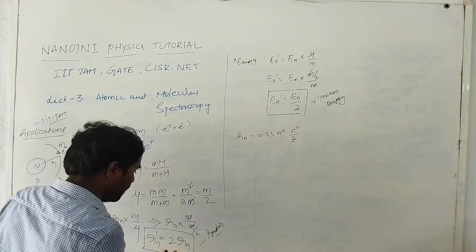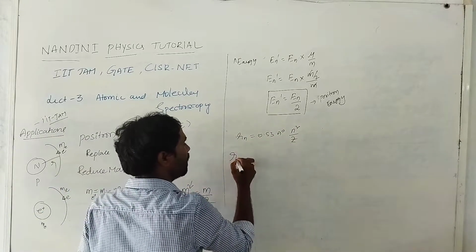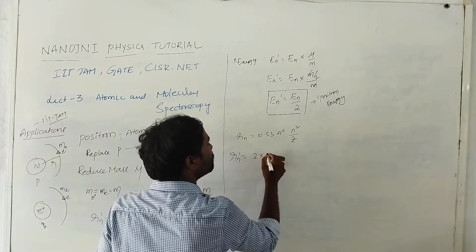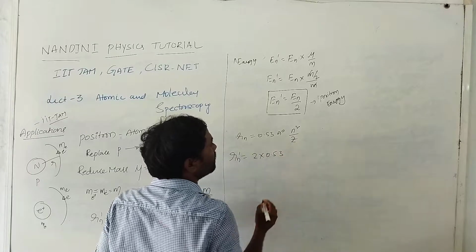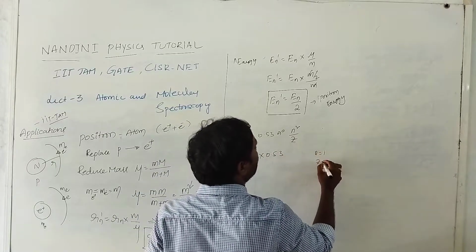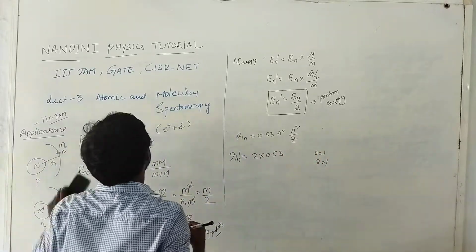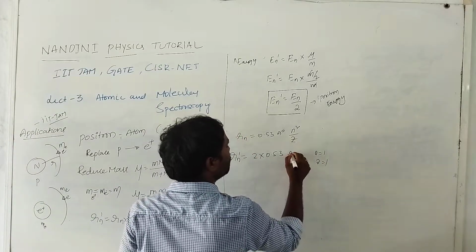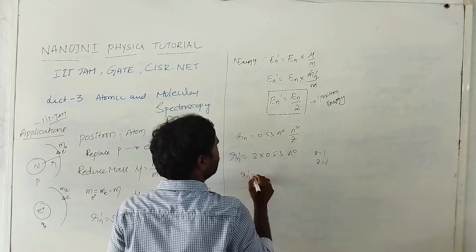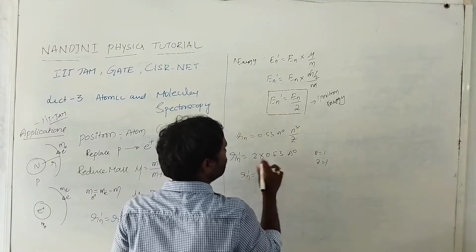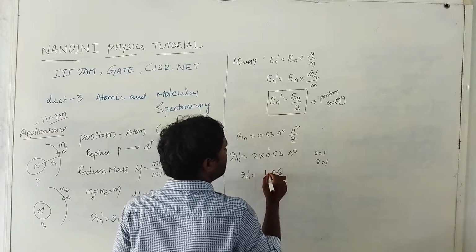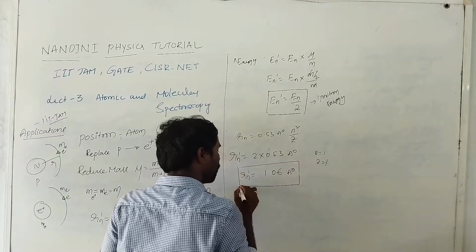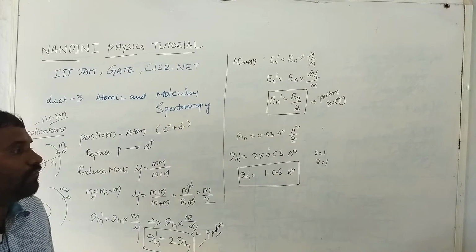Now I replace this radius: Rn dash is equal to, what is the Rn value? 2 times 0.53 angstroms. Take n is equal to 1 and z is equal to 1, because the positron is like a hydrogen-like atom. So therefore 2 times 0.53 is 1.06 angstroms. This is the radius of the positron.